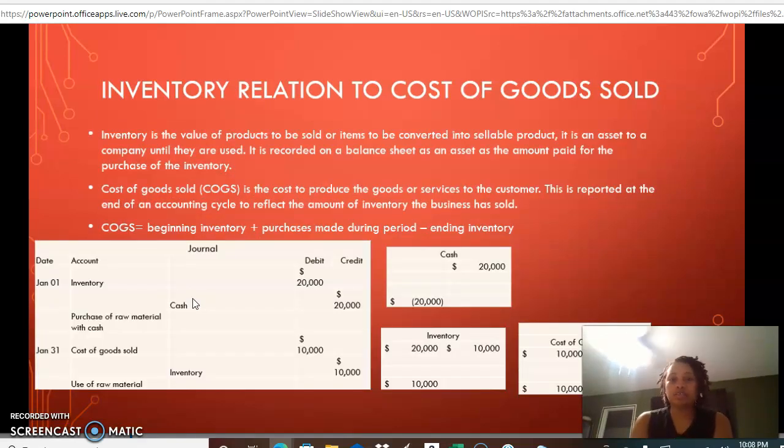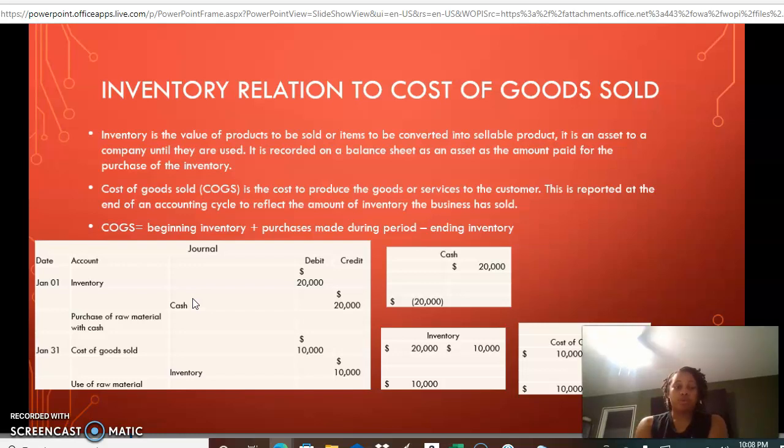So, let's look at cost of goods sold versus inventory. Inventory is the value of products to be sold or items to be converted into sellable products. It is an asset to a company until they are used. It is recorded on the balance sheet as an asset as the amount paid for the purchase of the inventory. Cost of goods sold is the cost to produce the goods or services to the customer. This is reported at the end of an accounting cycle to reflect the amount of inventory the business has sold.